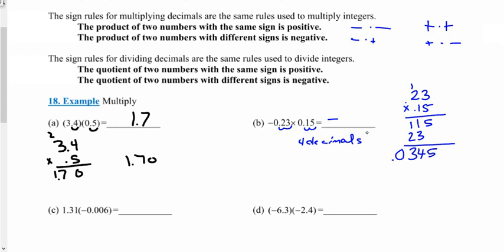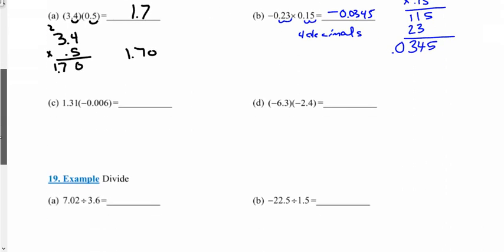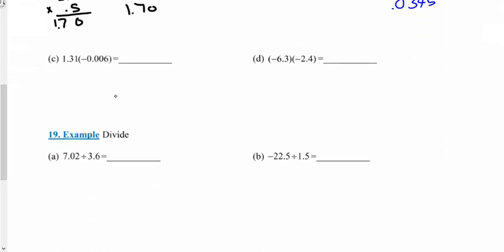Boom, just like that. And then because at the very beginning I put this negative here so I wouldn't forget it, now I know negative 0.0345, and we're done. All right, let's keep going on.